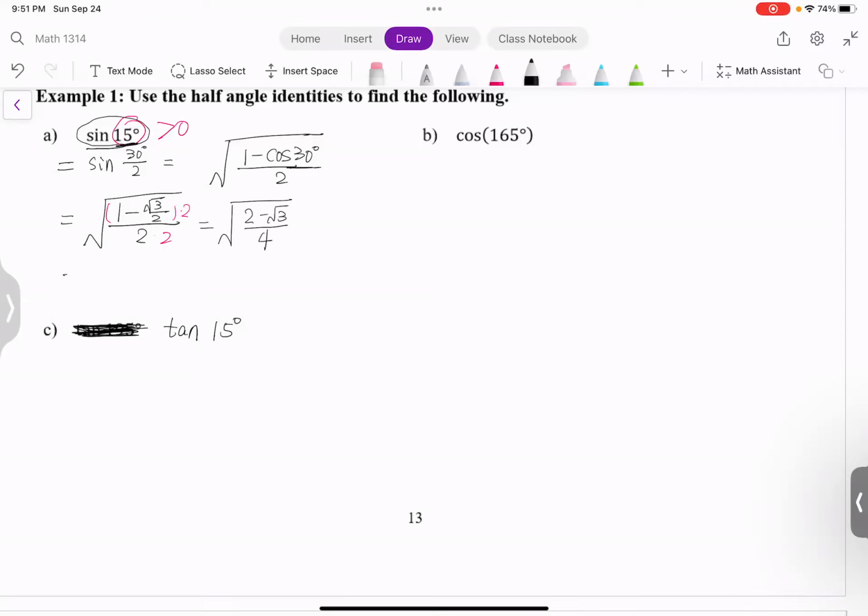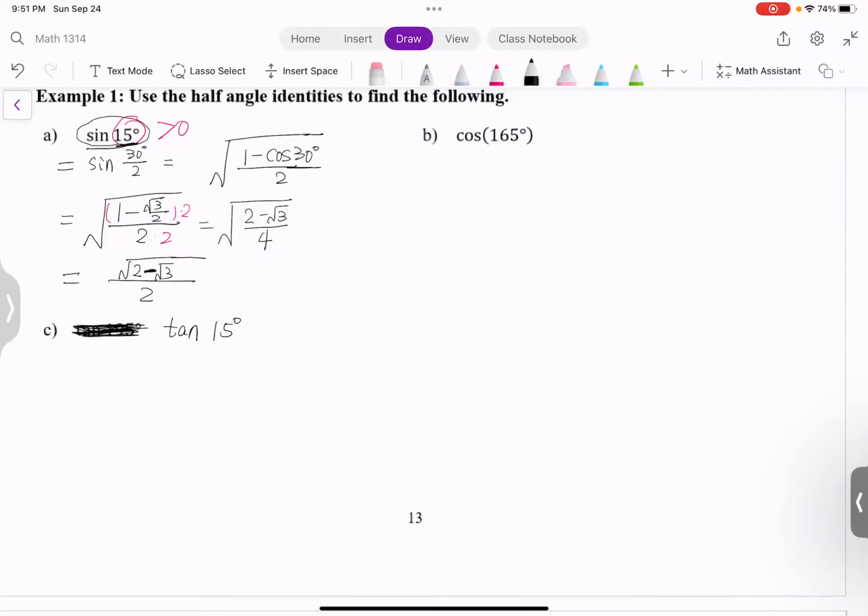And then take the square root of the top and the square root of the bottom. Square root of the bottom, I have 2. Square root of the top, I have square root of 2 minus square root of 3. So there is a square root inside of the square root. You don't need to simplify this expression. All right, let's see the next one.